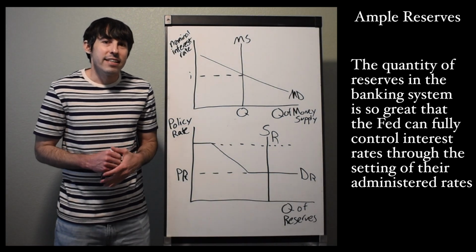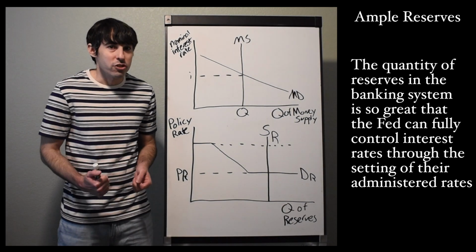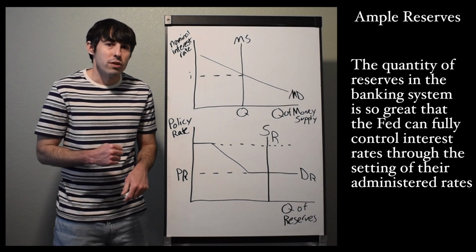So now the Fed, if they want to change the nominal interest rate, they have to change what's called their administered rates, or their policy rates. Let's talk about what the administered rates are real quick.